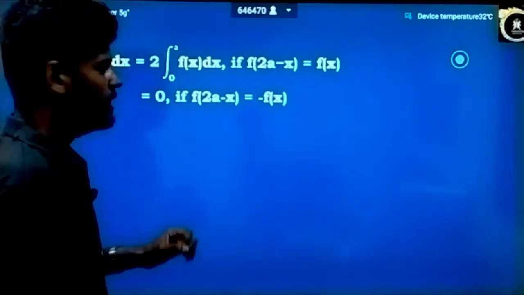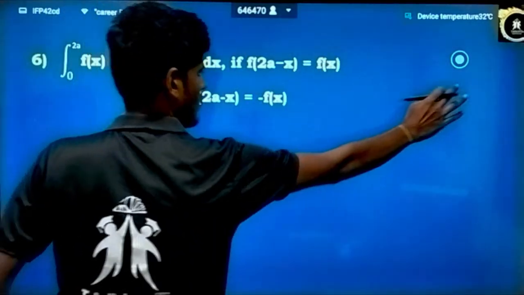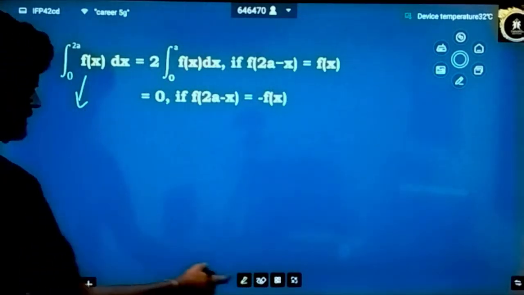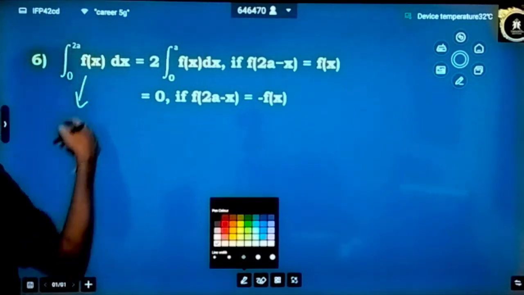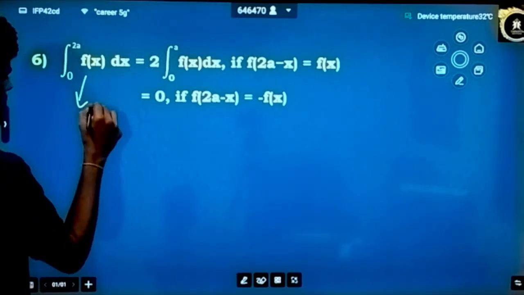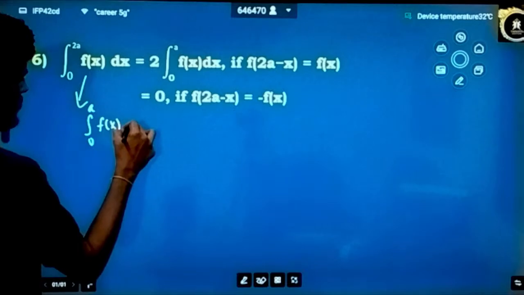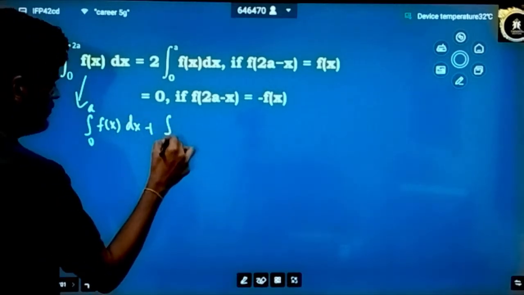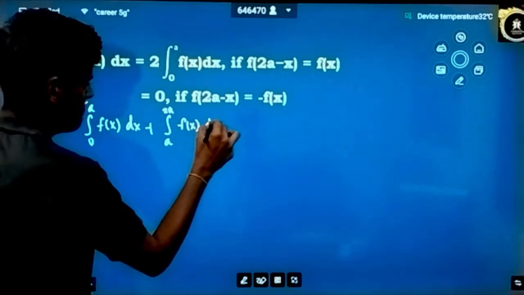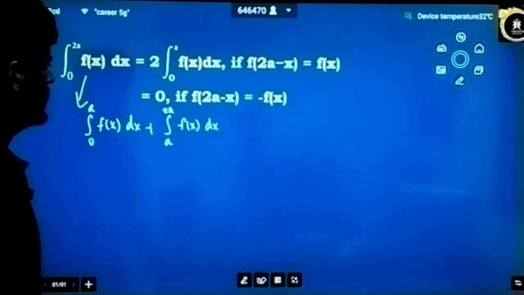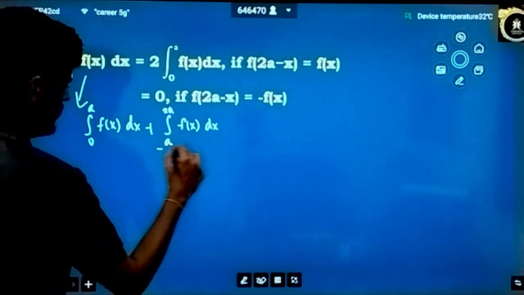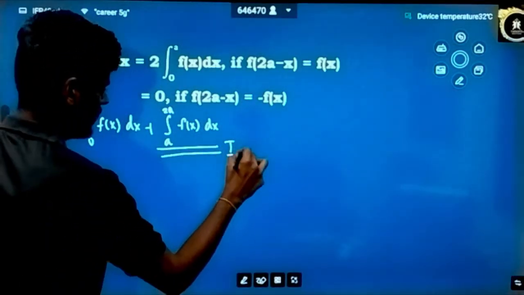This is the property. We will discuss the proof for this. We can write this integral as the integral from 0 to a of f of x dx plus the integral from a to 2a of f of x dx. Next, we substitute t equal to 2a minus x in this integral. Let this be I1.